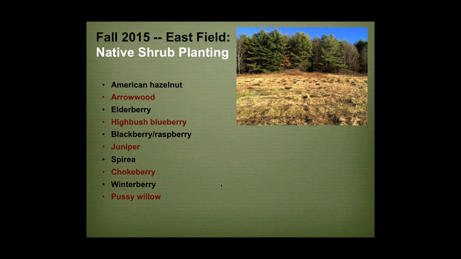So a mix of blueberry, raspberry, some junipers, which you see here in the picture. Really a lot of low-growing and smallish native shrubs.